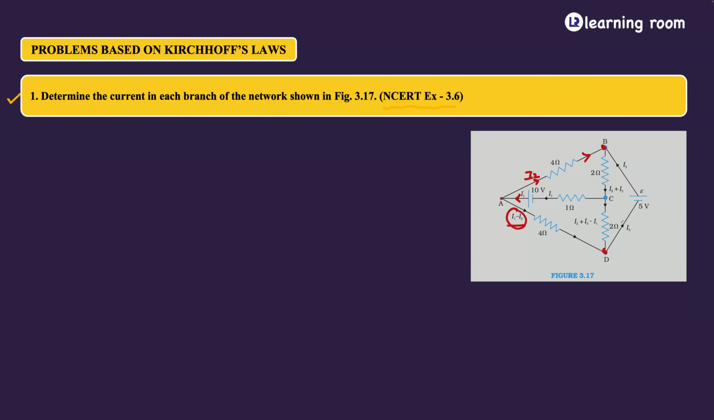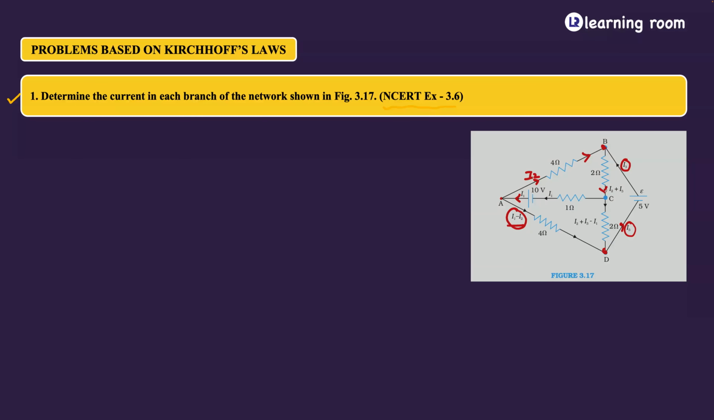Is it clear till this point? So I3, and here also you have I3. So at the junction B, I2 is coming, I3 is coming. According to Kirchhoff's current law, what should happen? The sum of the currents entering the junction is equal to the current that is leaving the junction. So this I2 and I3 will get added and they start flowing from B to C.